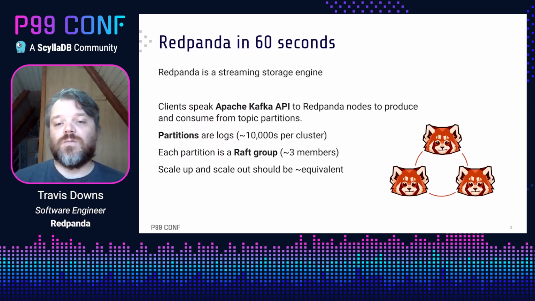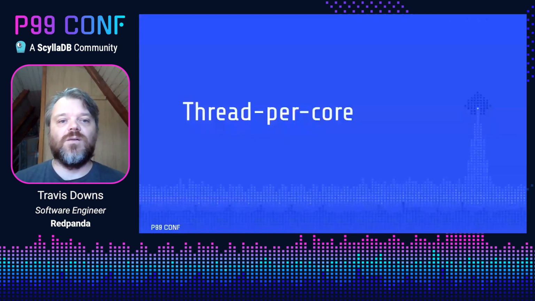In general, we expect to be able to scale out Redpanda to many nodes or scale up Redpanda to larger nodes with many cores, and the behavior and performance should be equivalent. It shouldn't matter whether you decide to scale up or scale out. So let's talk about thread-per-core.